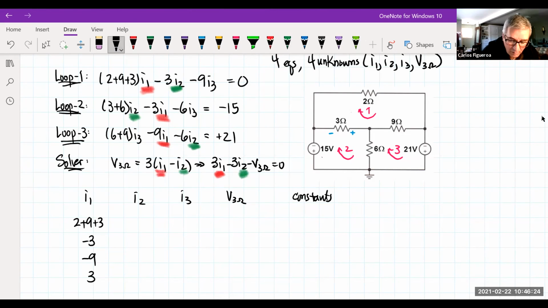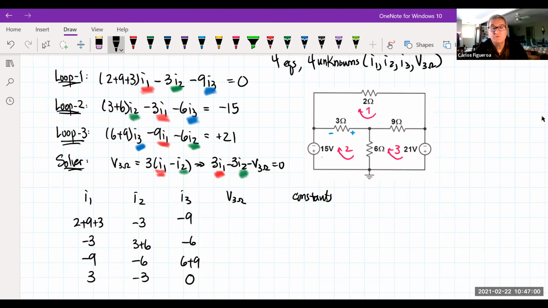Right? So here I go. I2 is then going to be minus 3, 3 plus 6, minus 6, and then finally minus 3. Then I go to my I3s. And there's nothing in the last one. So then I come in and I start adding them. For I3, I'm going to see minus 9, minus 6, and then this is going to be 6 plus 9. And then there's 0 I3 in the last equation.